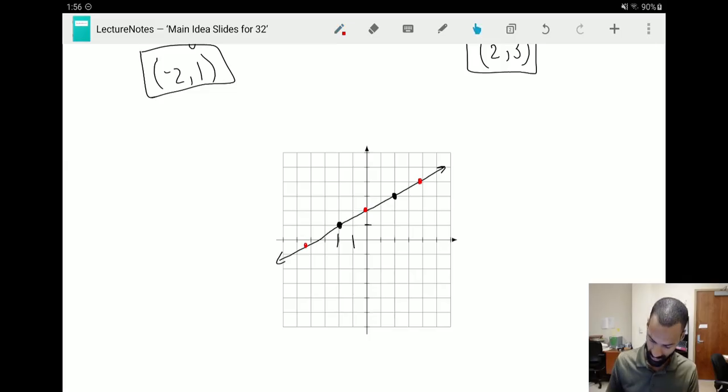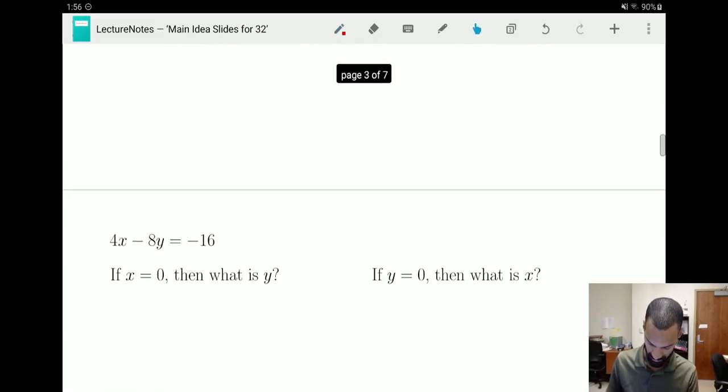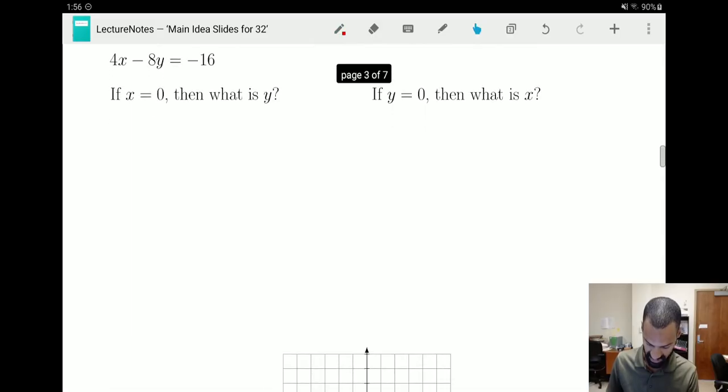Okay, all right, let's do another. Here's another equation. 4x minus 8y equals negative 16. So what happens if x is 0?